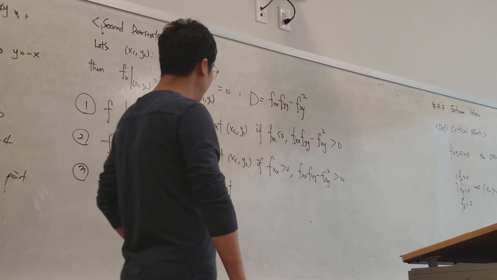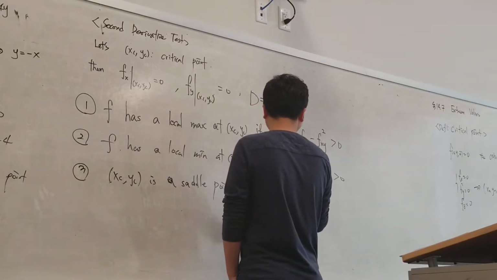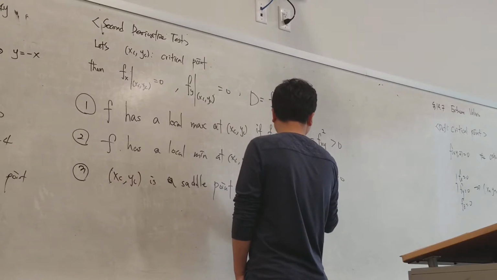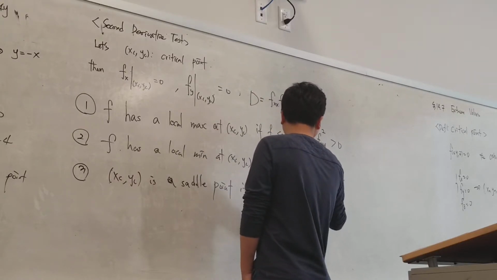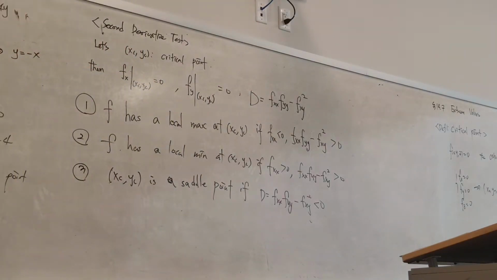Okay. Third, if your D is less than 0, it's automatically a saddle point. So this is how we know whether it's a local maximum, local minimum, or saddle point from this second derivative test. Question? This is like a formula, right? That's what you did in Cal 3 to determine the local maximum or local minimum at the critical point.